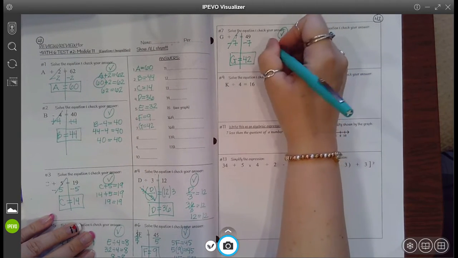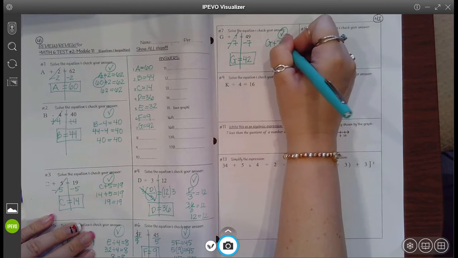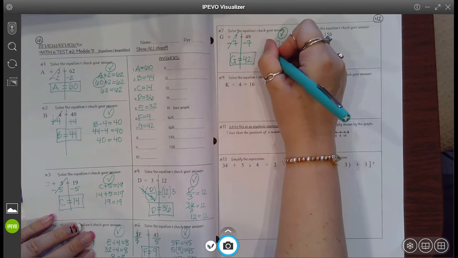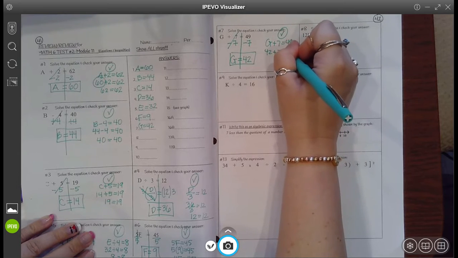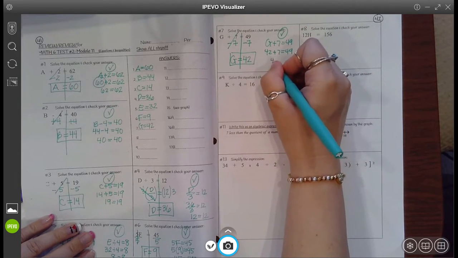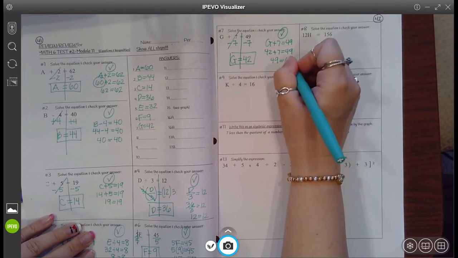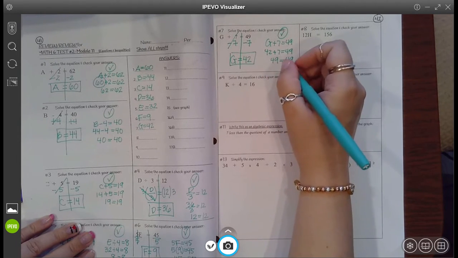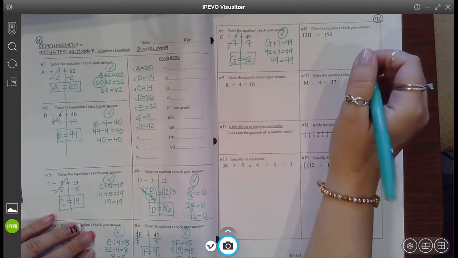To check myself, write your original, substitute in what you think the answer is, and then simplify. 42 plus 7 is 49. Bring down the equals, bring down that 49. True statement, so then you know 42 is the right answer.